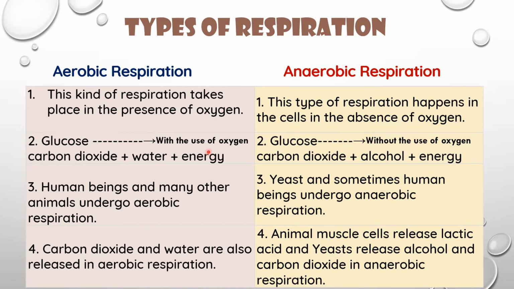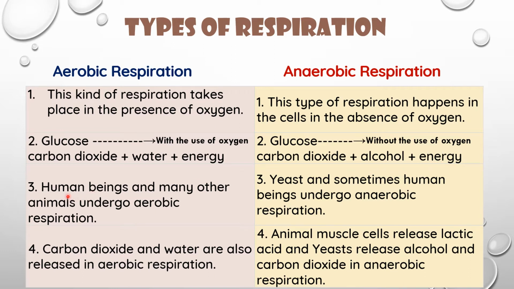So know these two points by heart. First, aerobic respiration is the kind of respiration that takes place in the presence of oxygen, but anaerobic respiration takes place in the absence of oxygen. And here the products are carbon dioxide, water, and energy, but in anaerobic respiration, carbon dioxide, alcohol, and energy.